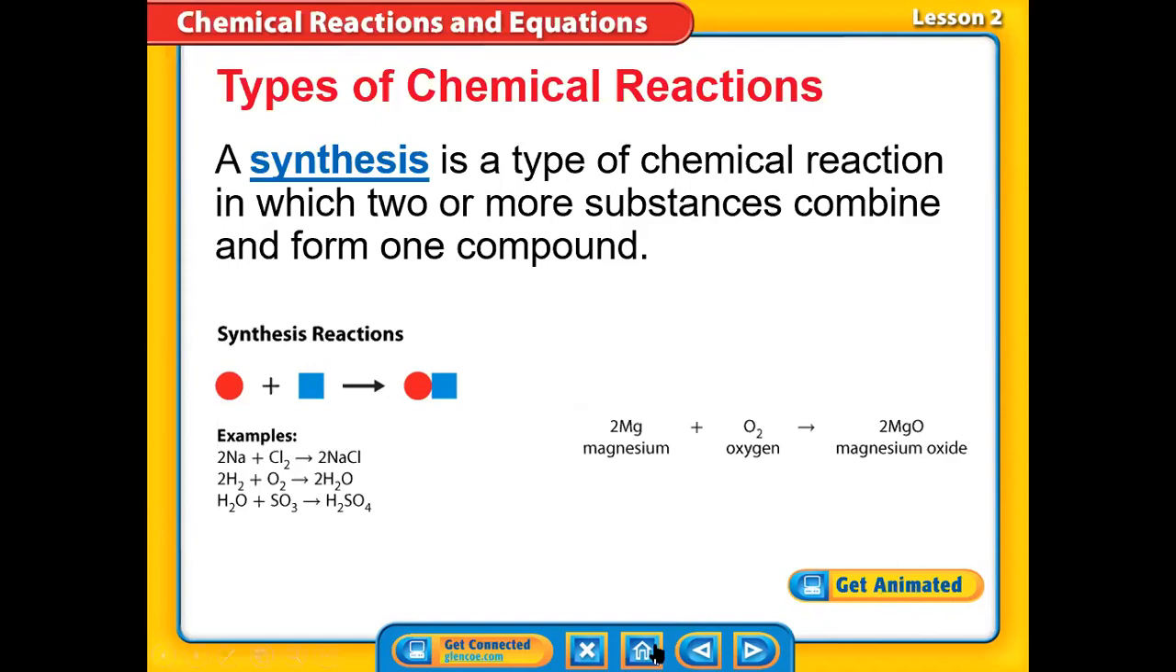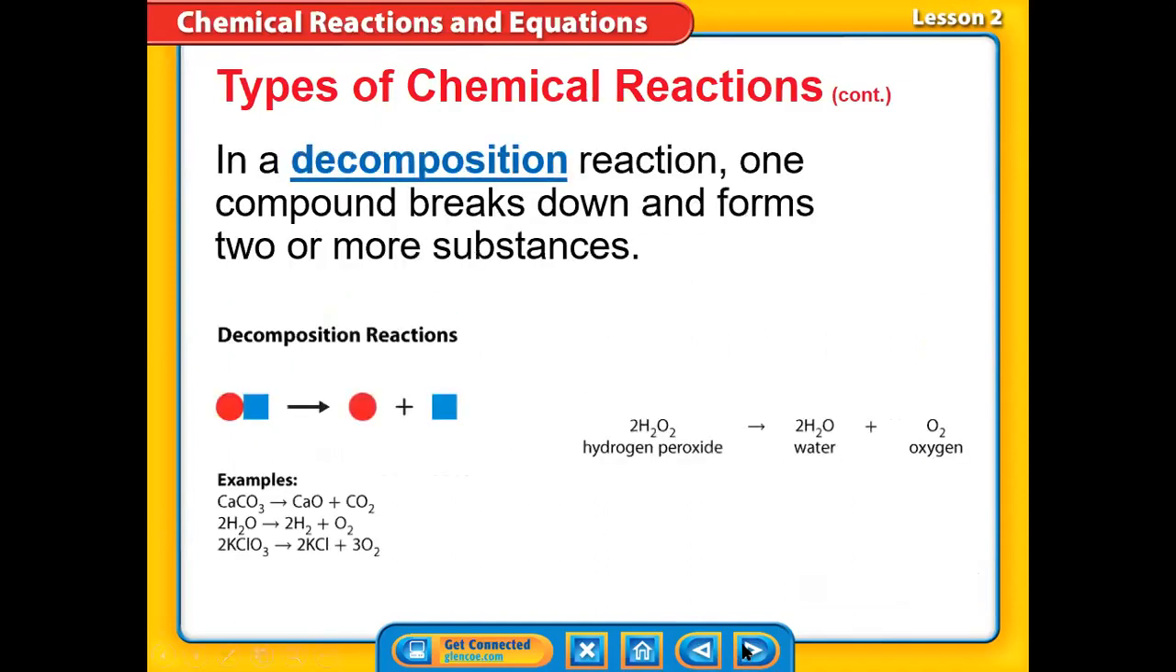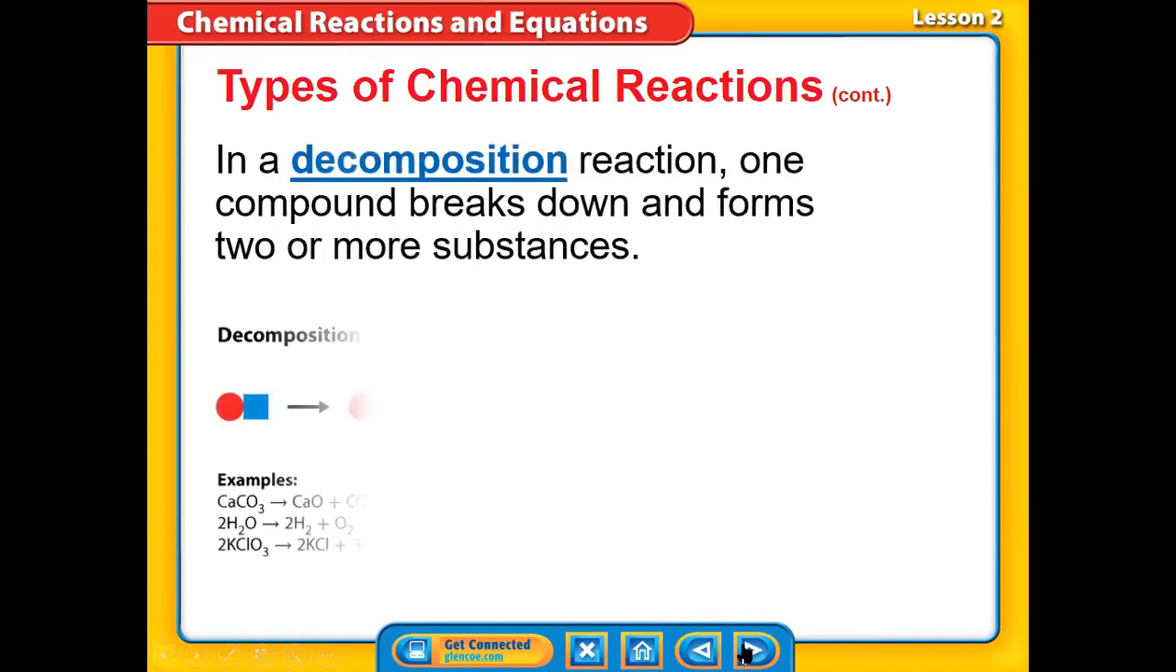So let's find the next one. The second one is decomposition. Who can tell me what decomposition is, guys? Yes, Ali? When one compound separates into two substances. Good. When one chemical substance, one compound, breaks down or separates into smaller chemical substances, elements, or even smaller compounds, that is a decomposition reaction. In a decomposition reaction, one compound breaks down to form two or more substances.